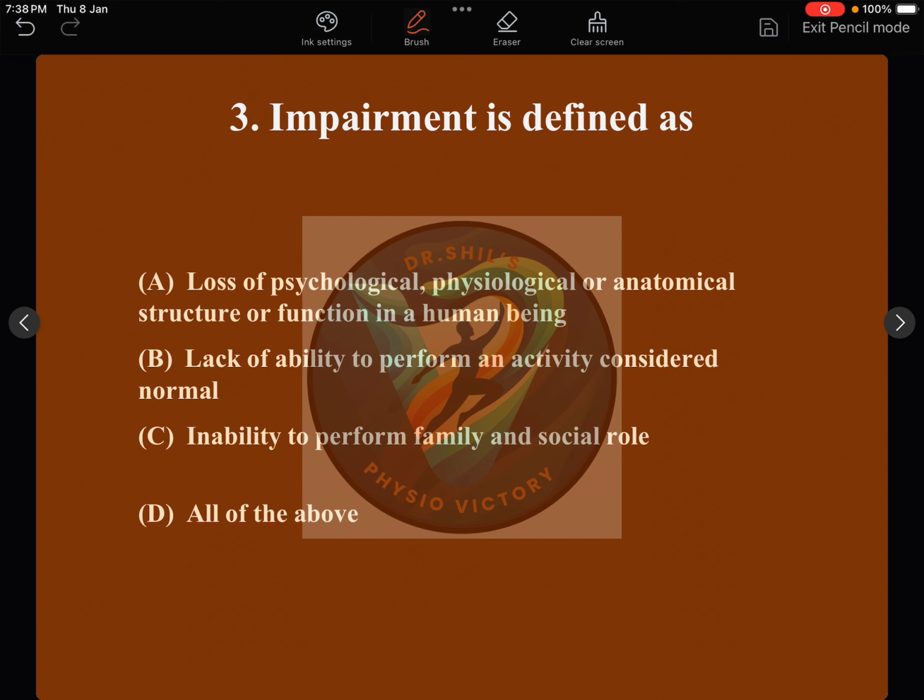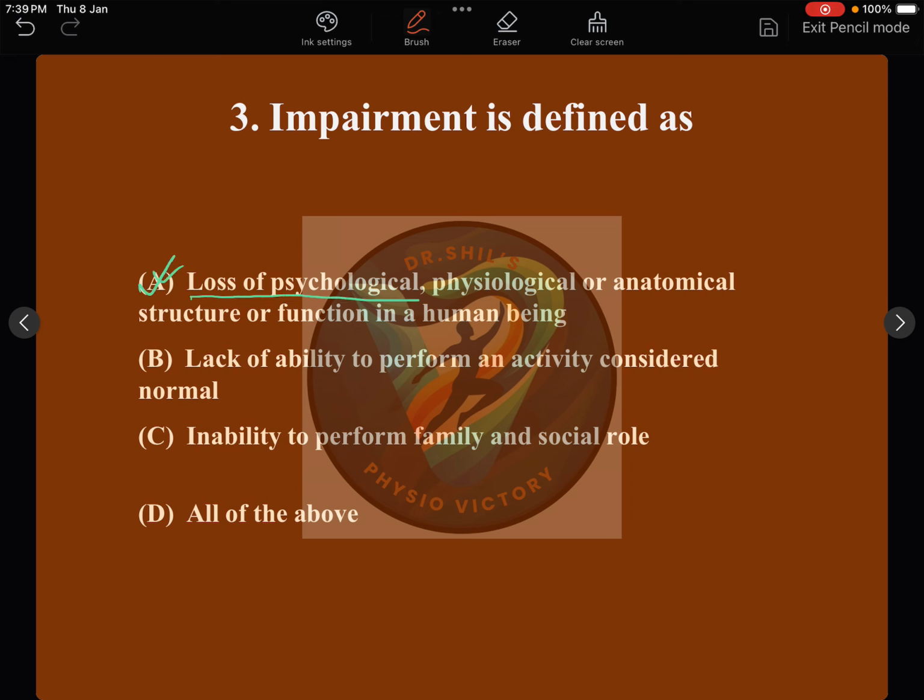Next, come to question number 3. Impairment is defined as option A, loss of psychological, physiological, or anatomical structure or function in a human being. Option B, lack of ability to perform an activity considered normal. Option C, inability to perform family and social role. Option D, all of the above. Here, the correct answer is very easy according to the definition.